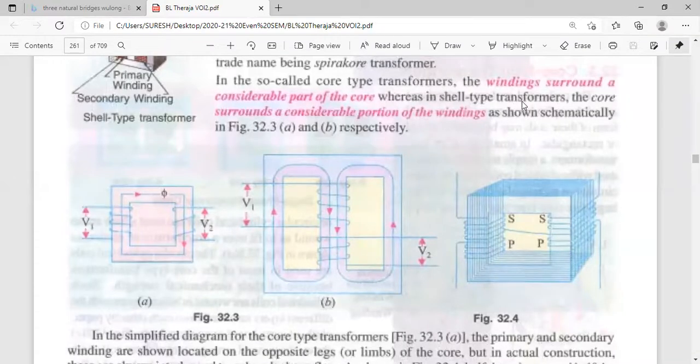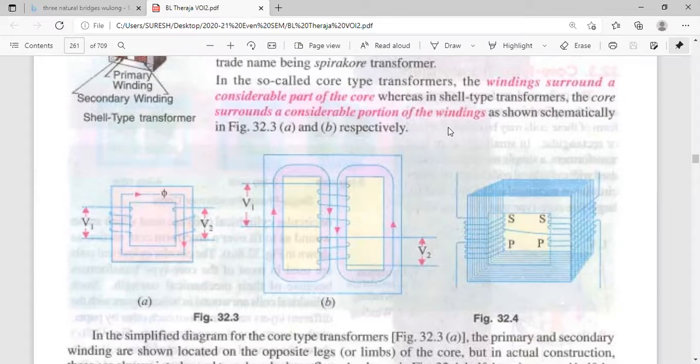Right now, in shell type, see on the screen. In shell type transformer, core surrounds a considerable portion of the winding. That is the definition for shell type transformer. Any doubt in this?